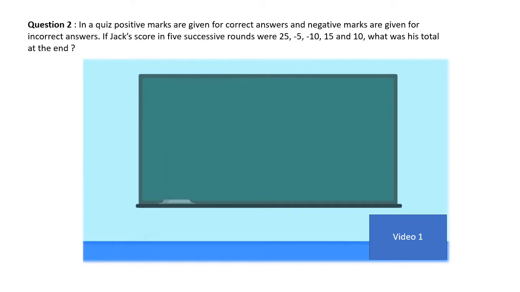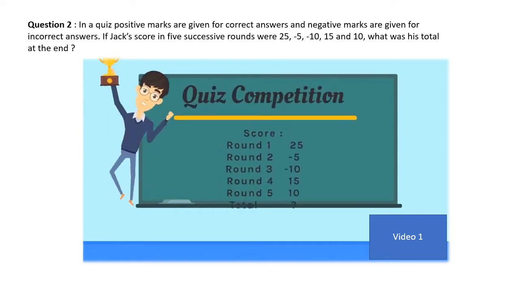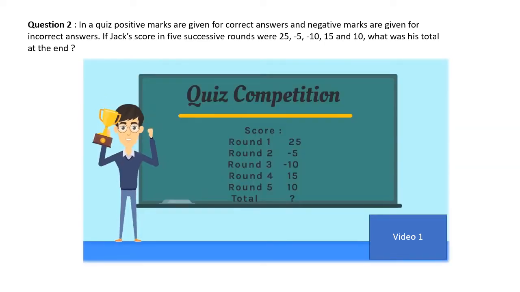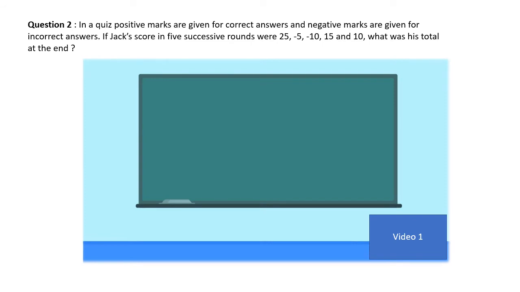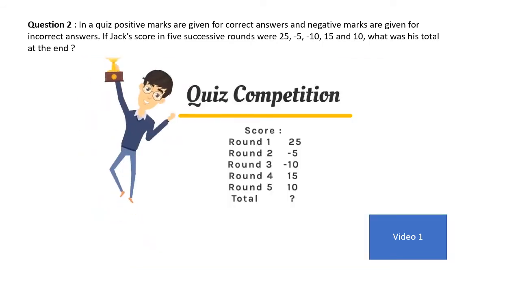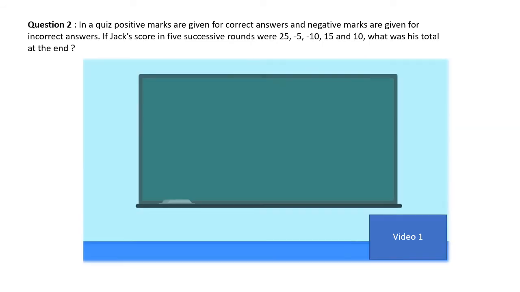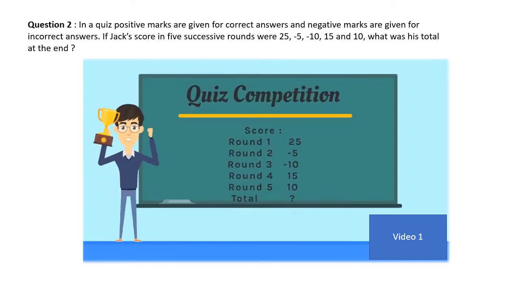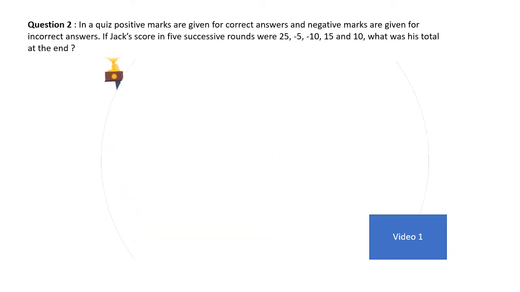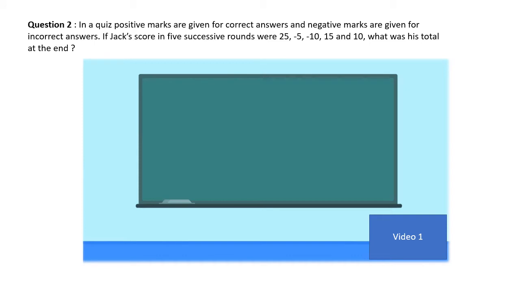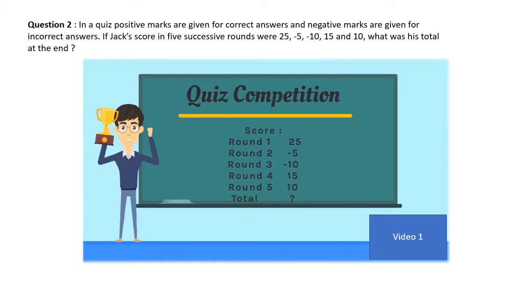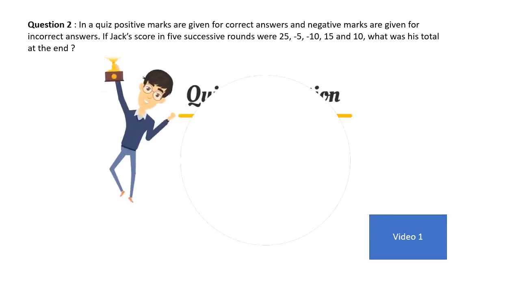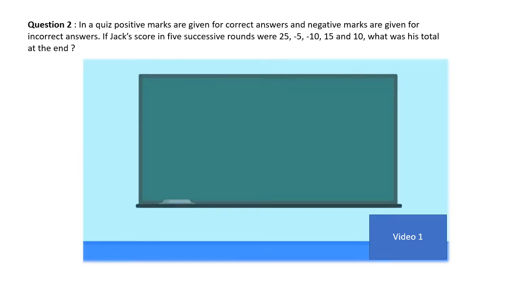Now, in our question, they're telling us that there is a quiz competition going on and Jack was the participant, right? Now, in this quiz competition, there were 5 rounds. Jack scored a particular score in each round, right? So they have asked us to calculate his total score in the competition, right? So let's see how to calculate the total score in his competition.